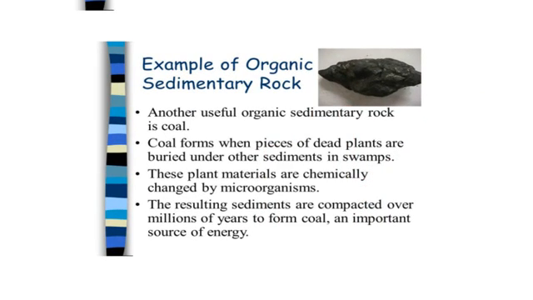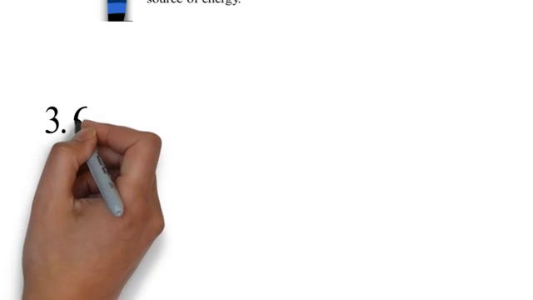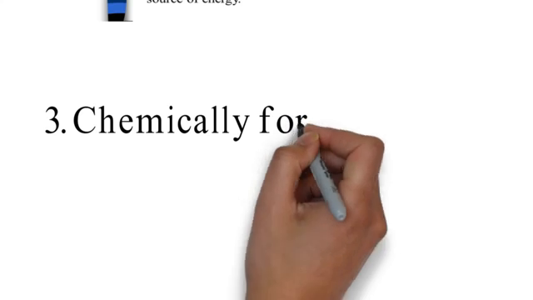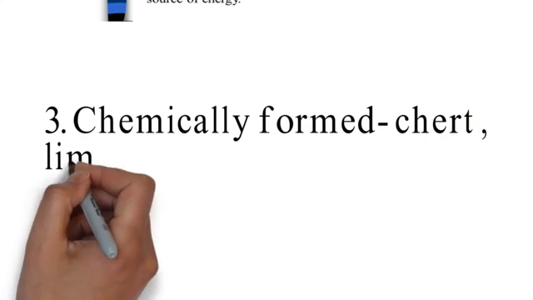Coal forms when pieces of dead plants are buried under other sediments in swamps. These plant materials are chemically changed by microorganisms. The resulting sediments are compacted over millions of years to form coal, an important source of energy. Third type of sedimentary rock is chemically formed. Examples of these are chert, limestone, halite, potash, etc.